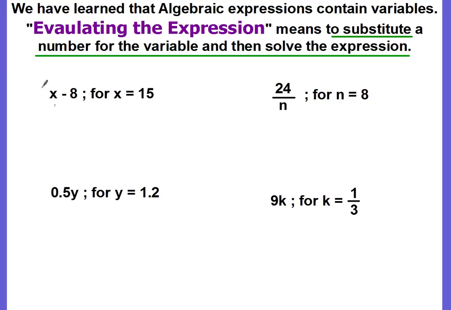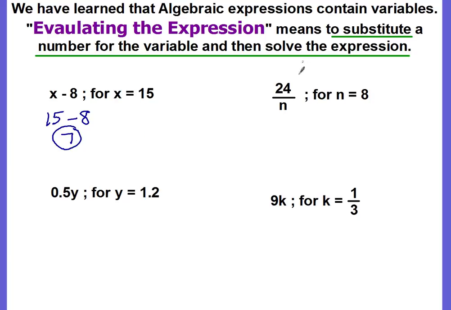So for example, our expression is x minus 8. We want to evaluate this expression. What would we get if x were 15? To do this, you're just going to rewrite your expression, and instead of x, you're going to replace x with the 15. So it would become 15 minus 8. And then you solve like normal. 15 minus 8 is 7. So when x is 15, we get 7 as our answer. We get a value of 7.